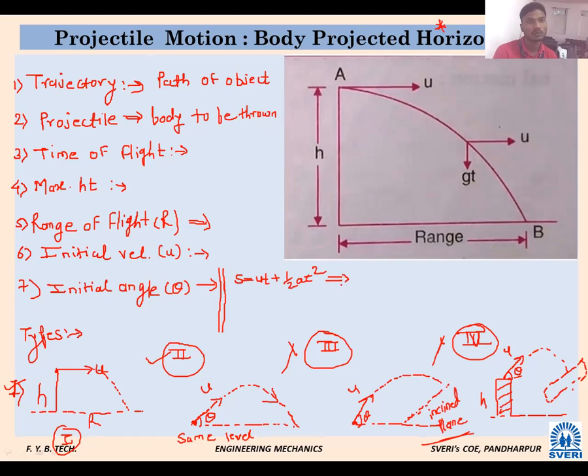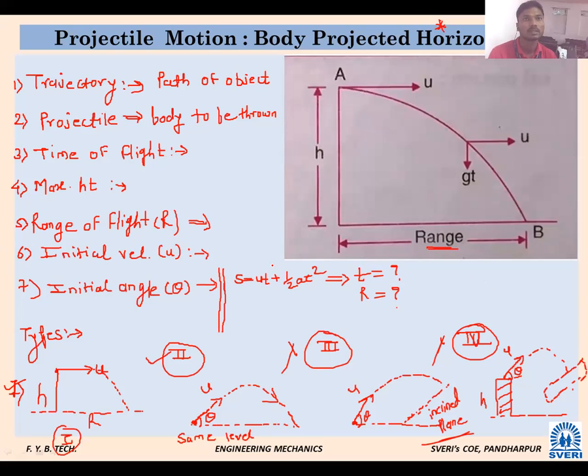From this equation, two things we have to find. Number one, time of flight. And number two, range, the horizontal range R. Only these two things will be asked for projectile motion number one. Only these two formulas. How did that formula come for projectile motion number one?